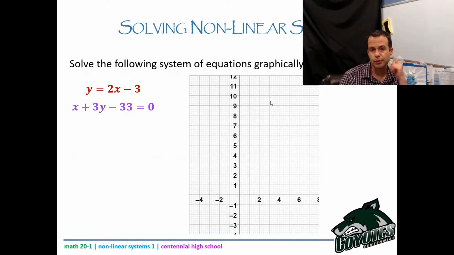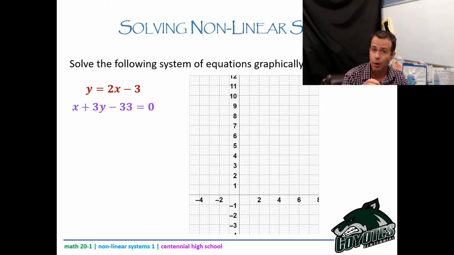So we've got y equals 2x minus 3, and we've got x plus 3y minus 33 equals 0. First of all, I want you to say that both of these are linear because they have an x, they have a y, and they don't have any exponents. The red one, y equals 2x minus 3, I'm ready to graph. It's in a nice form for me, but the purple one's not. So I want to do some rearranging to the purple one. I'm going to have to subtract x from both sides, and add 33 to both sides. That would give me 3y equals negative x plus 33.